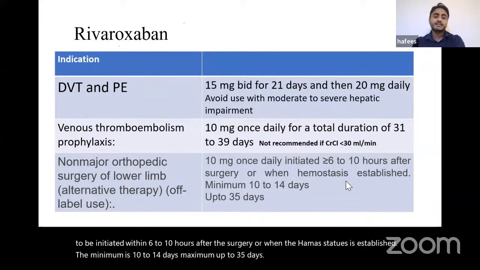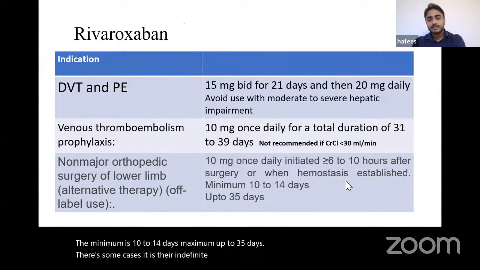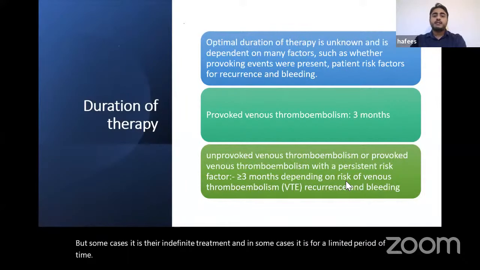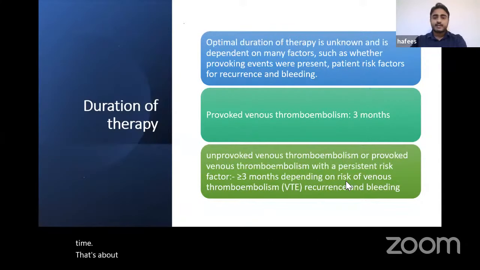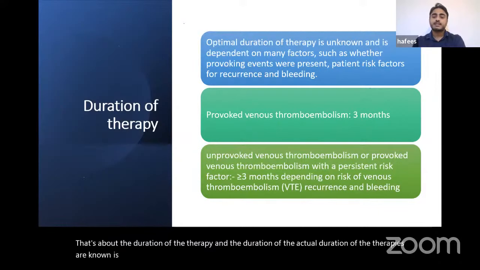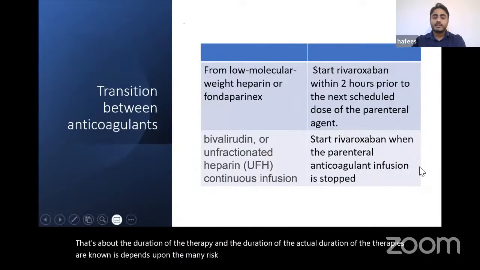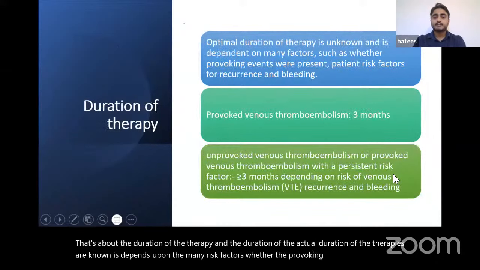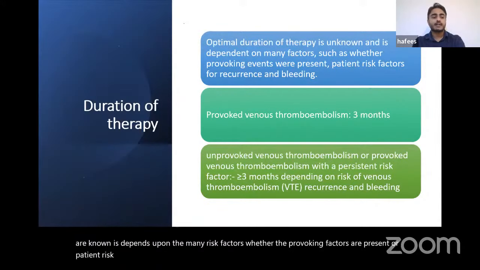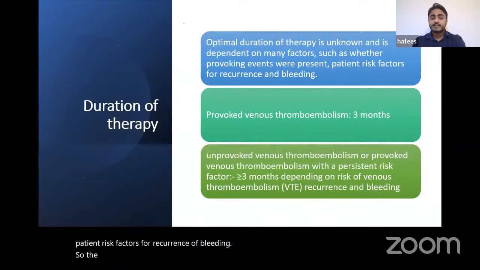So in some cases it is indefinite treatment, and in some cases it is for a limited period of time. That's about the duration of the therapy. The actual duration of the therapy is unknown. It depends upon many risk factors, whether provoking factors are present, or patient risk factors for recurrence or bleeding. For provoked venous thromboembolism, it is for 3 months.